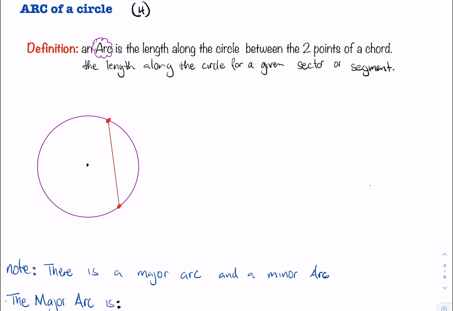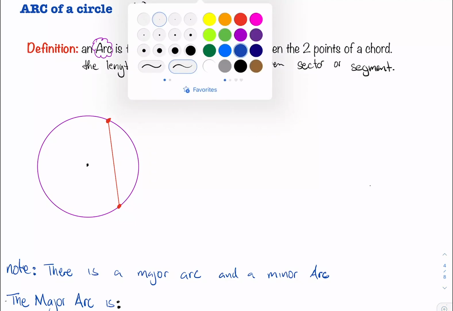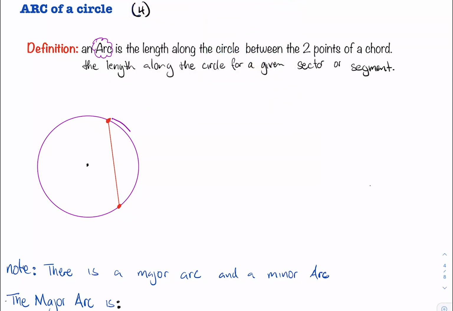In this video, we'll be looking at the arc of a circle, and in particular, we talk about the arc of a circle to be the length along the circle between 2 points of a chord. So once we have a chord, the arc is the length along the circle. Let me give a visual depiction here. If we have this circle, then the arc must be the length that goes along here.